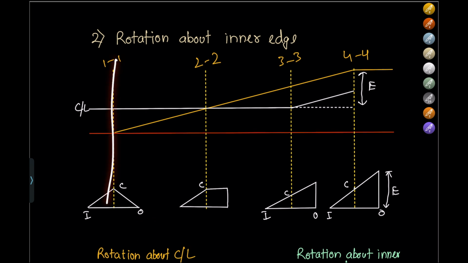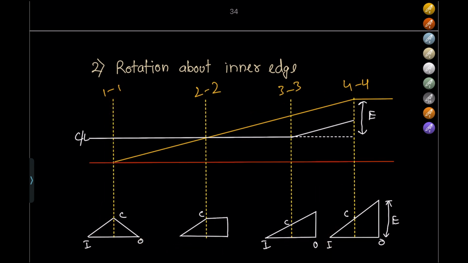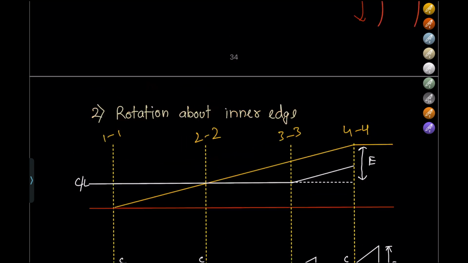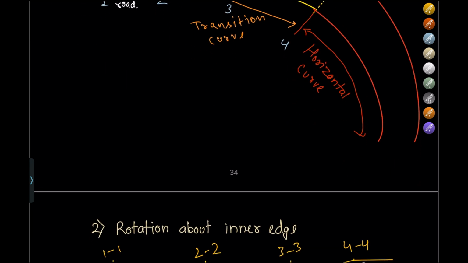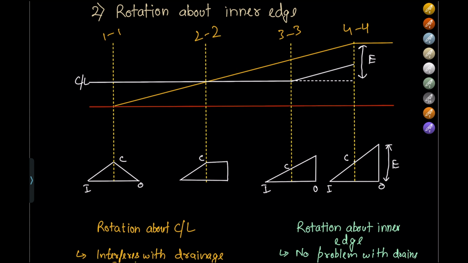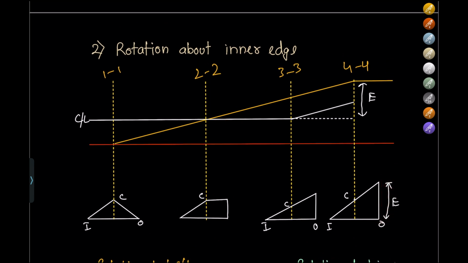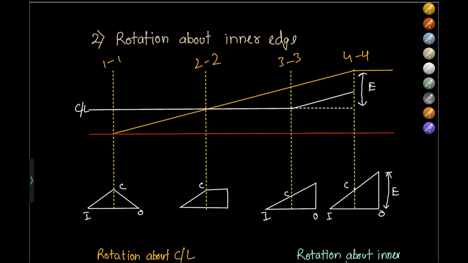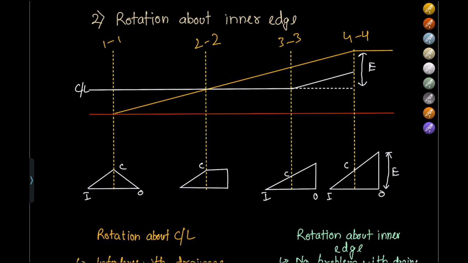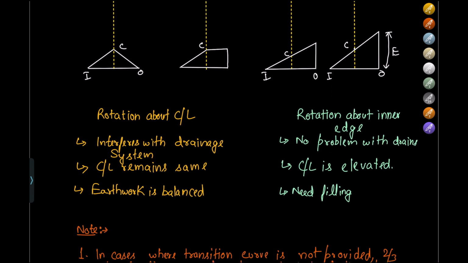For cross section 1-1, the outer edge is at this position till 3-3. The section will be similar to when the rotation is done about the center line, while section 4-4 is such that it is rotated about the inner edge. The whole superelevation achieved is on the outer edge. So there are different comparisons. There are some benefits for rotation about the center line and some benefits for rotation about the inner edge.